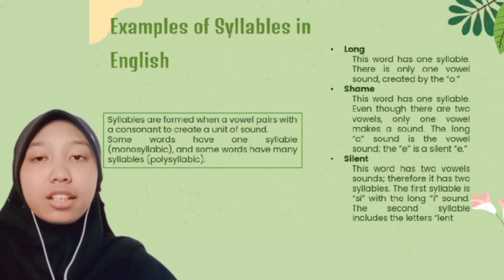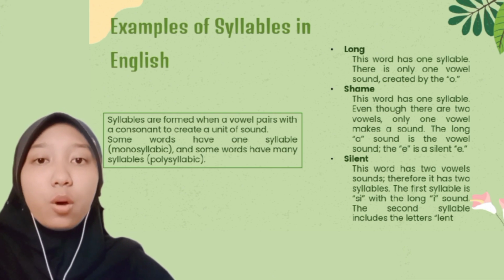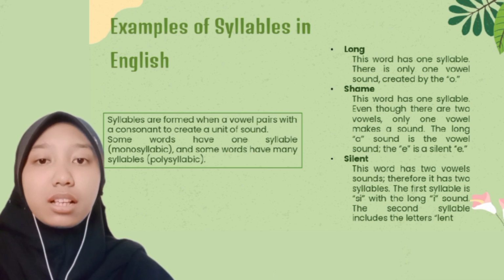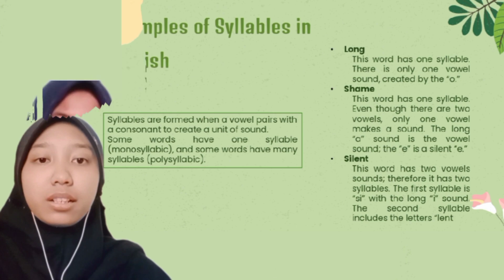And the third is silent. This word has two vowel sounds, therefore it has two syllables. The first syllable is SI with the long I sound. The second syllable includes the letters LENT.